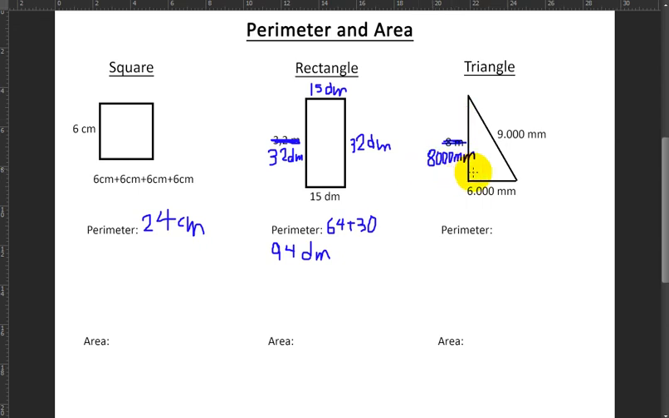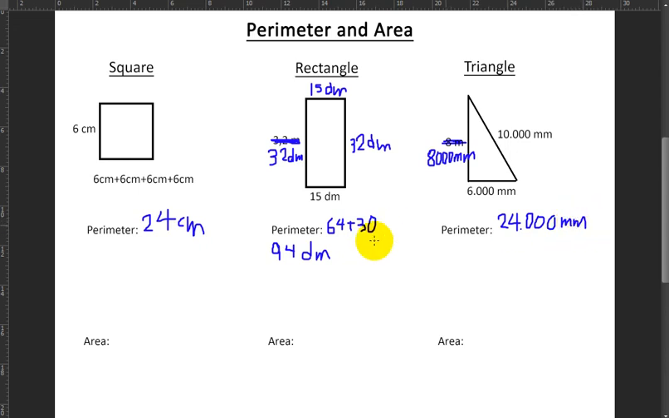So this side is 8,000 millimeters, this side is 6, and this side is 9. Actually, this side should be 10. Sorry for that. Okay, great. So now I add all of these up. So I have 8 and 6 gives me 14, and 10 gives me 24. So my result is going to be 24,000 millimeters.